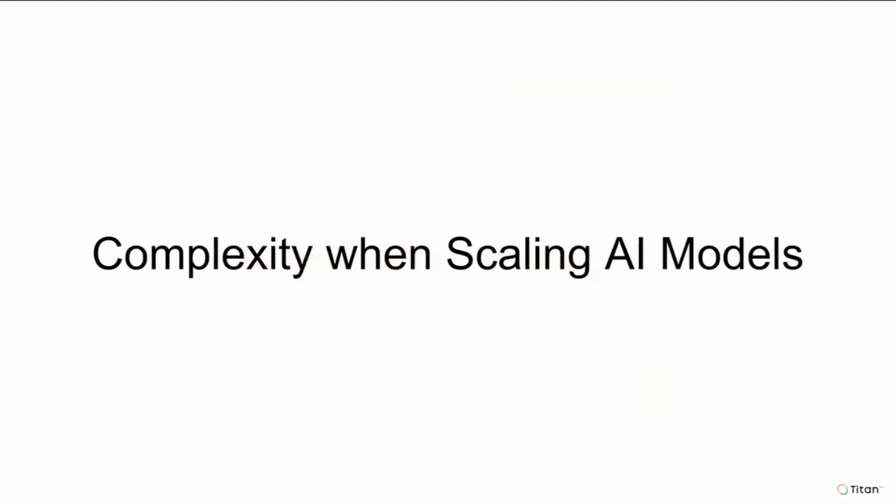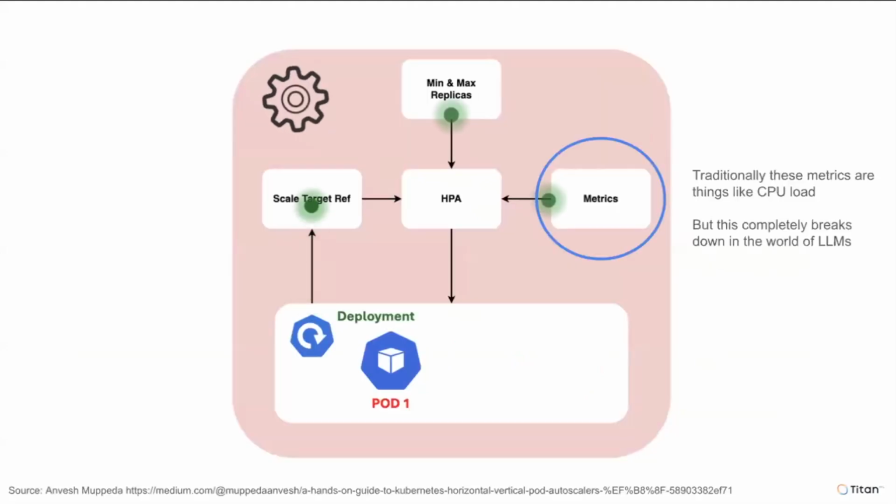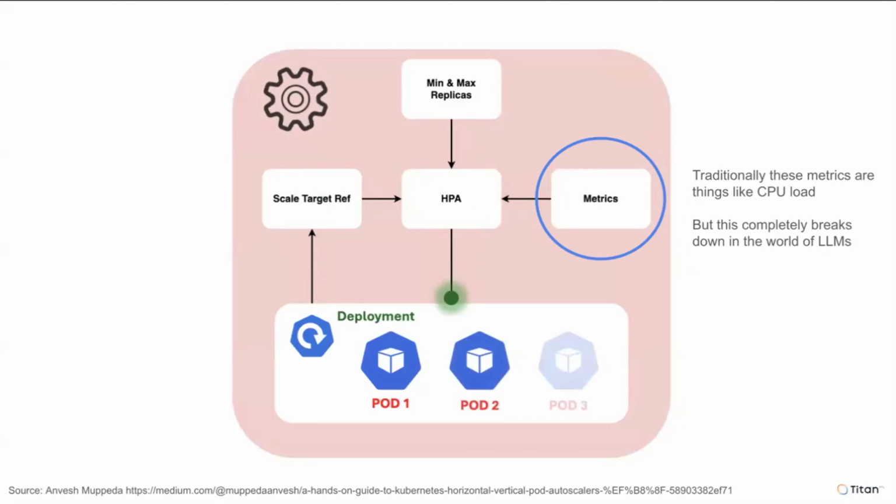So serving is a solved problem when it comes to traditional or non-AI based applications, because traditionally these metrics are things like CPU load. So when my CPU is very busy, I scale up, and when it's not, I scale down. But this completely breaks down in the world of LLMs.